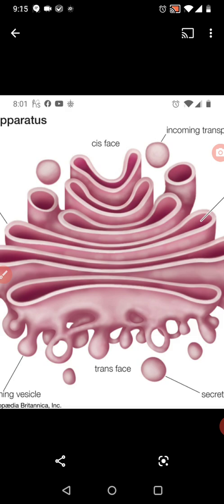Here you can see at the top the spherical structures which we call vacuoles. These vacuoles are mainly for storage. Down below you can see globule-like structures, somewhat similar to vacuoles. These are known as vesicles. These vesicles mainly include proteins, lipids, enzymes, etc. So we can say the Golgi apparatus is a network of vesicles, cisternae and vacuoles.